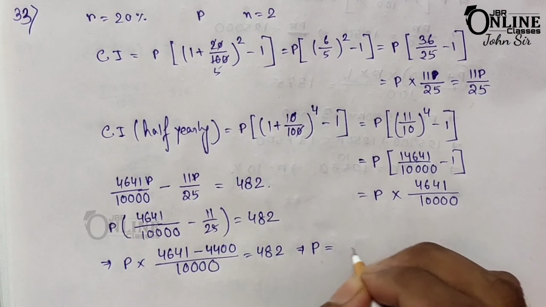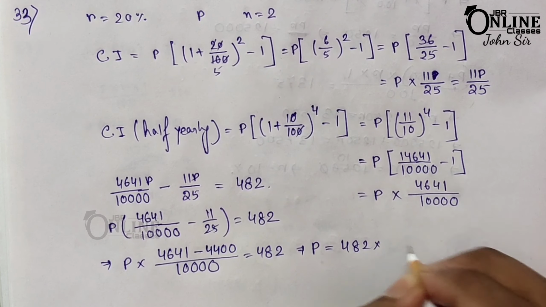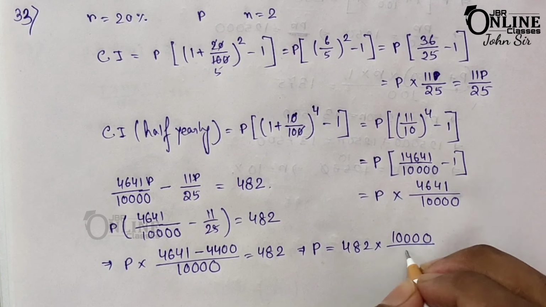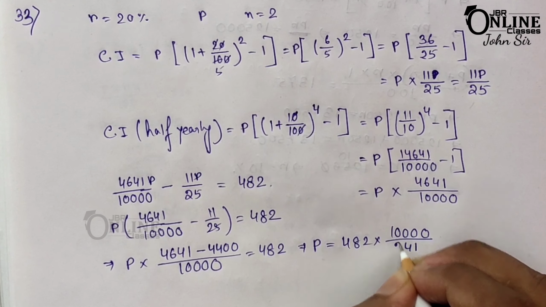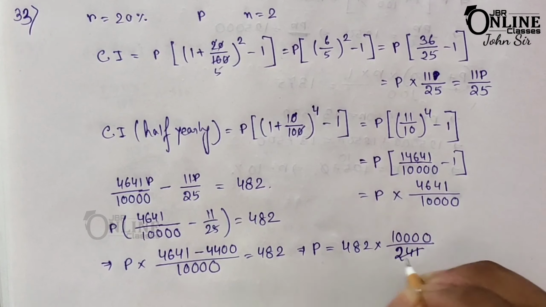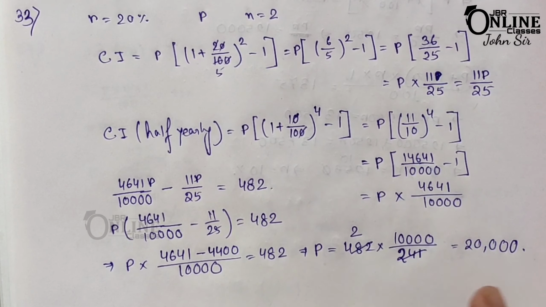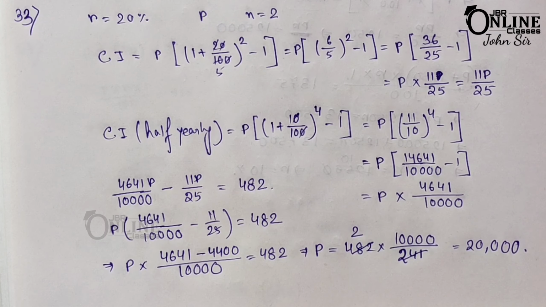So from that P equals 482 into 10,000 divided by 241, so it becomes 2, that means 20,000. So 20,000 is your answer.